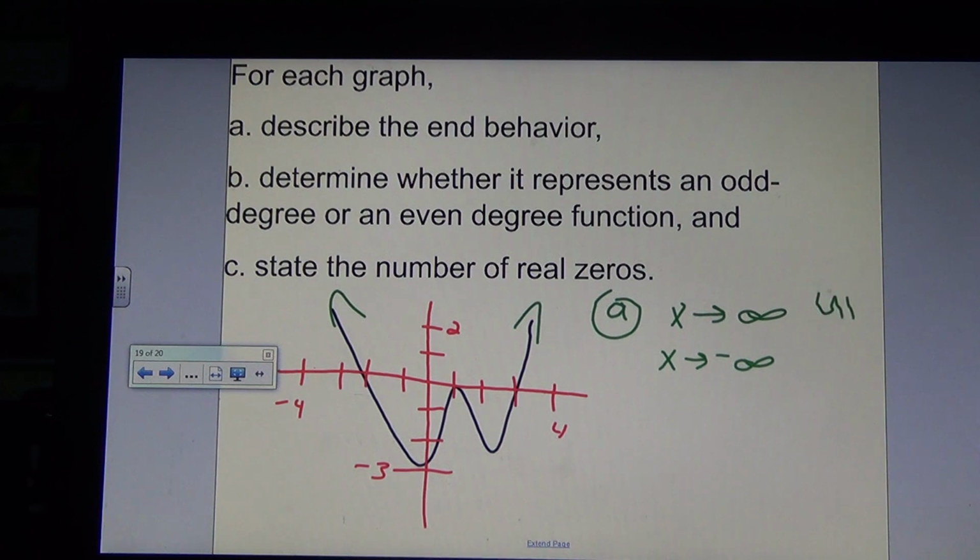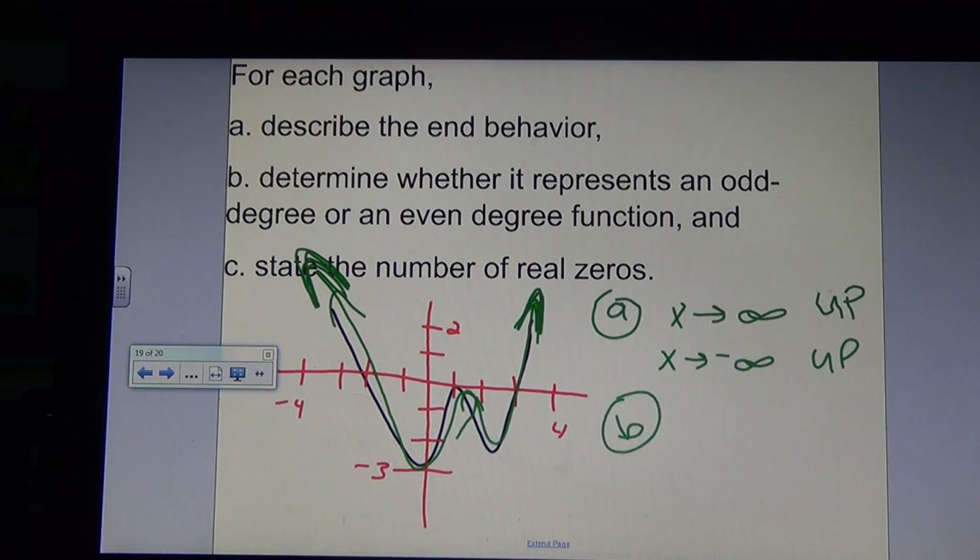So this one's up. So as x goes to infinity, you guys can follow along, you can see that goes in the upward direction. And as x goes to negative infinity, if you follow along here, that also goes in the upward direction, so therefore they both go up. Part B, determine whether it represents an odd or even degree. Even degrees go in the same direction, odds are different, and since they go the same here, they're both up, therefore that has to be even.